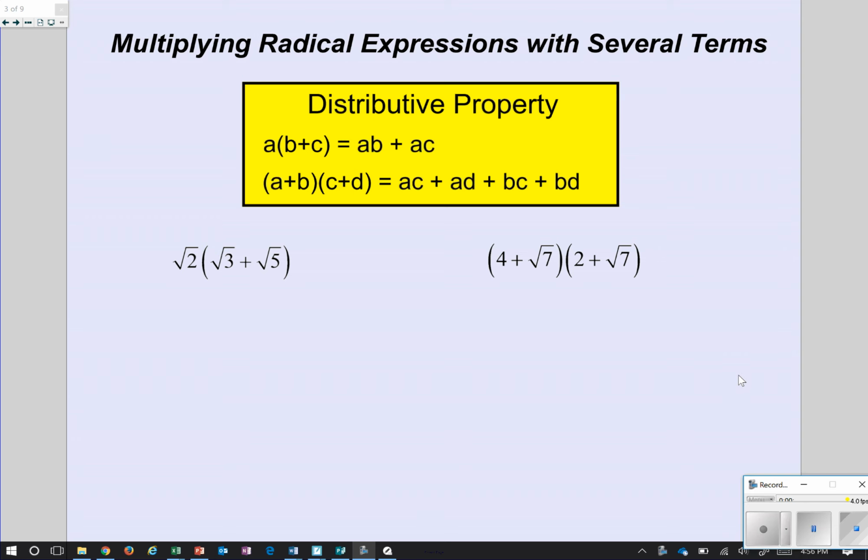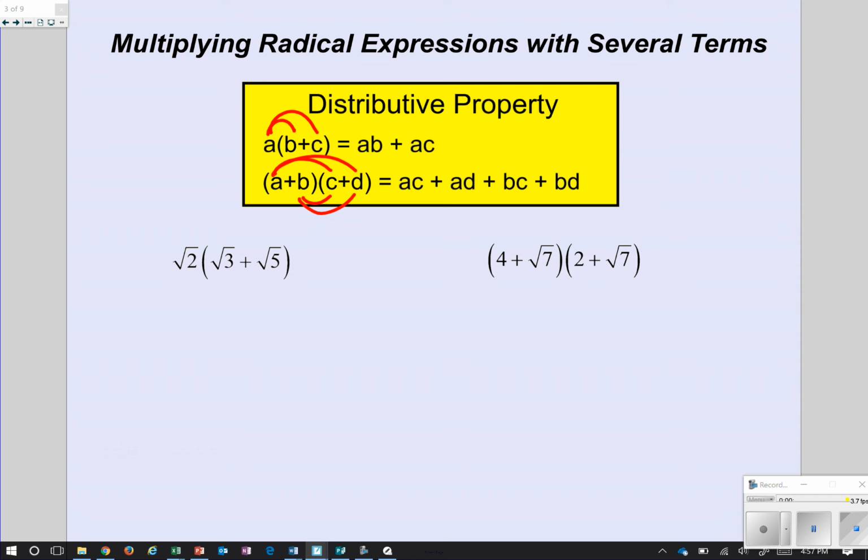When multiplying radical expressions with several terms, we have to just remember our distributive property rules. So we learned earlier in algebra that when multiplying a monomial by a binomial, you simply need to distribute that monomial to both terms. Or if you have two binomials multiplied together, you do a process sometimes referred to as FOIL, or just distribute each term of your first polynomial to each term of your second. The similar property applies when multiplying radical expressions as well.